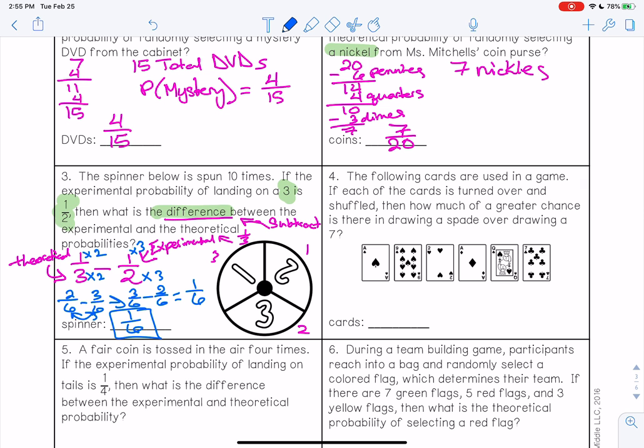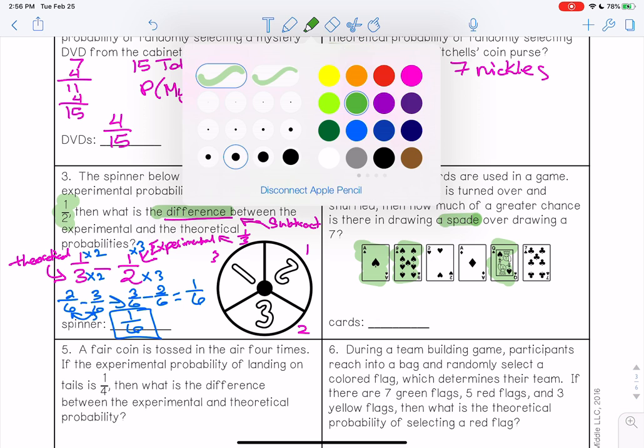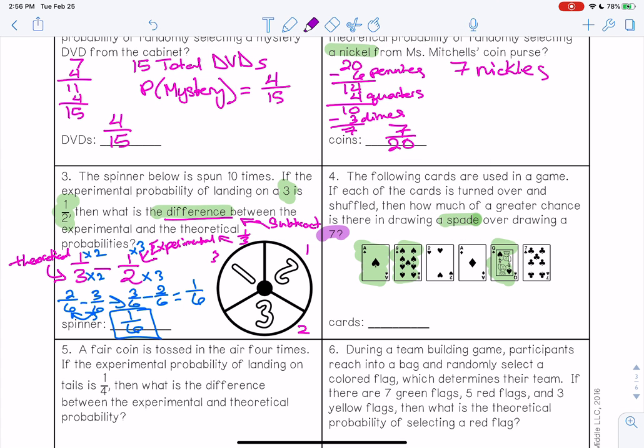All right, for the next problem, it says the following cards are used in a game. If each of the cards is turned over and shuffled, then how many times greater chance is there in drawing a spade over drawing a 7? Okay, so first we have to see how many spades we have. So I'm going to make spades green. So this is a spade, spade, and spade. Okay. The other thing we're looking for is a 7, and I only have the 1 7. Okay, there is 1, 2, 3, 4, 5, 6 possibilities.